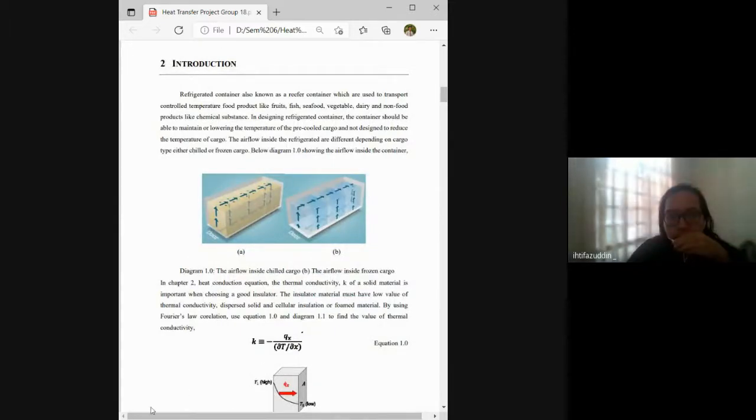For the introduction, we are required to design a refrigerated container that contains frozen food to be brought from Johor Bahru to Kuala Lumpur. The container consists of two layers of material, the insulator and the metal sheet. We use an ice box with dry ice as the material for cooling the container.